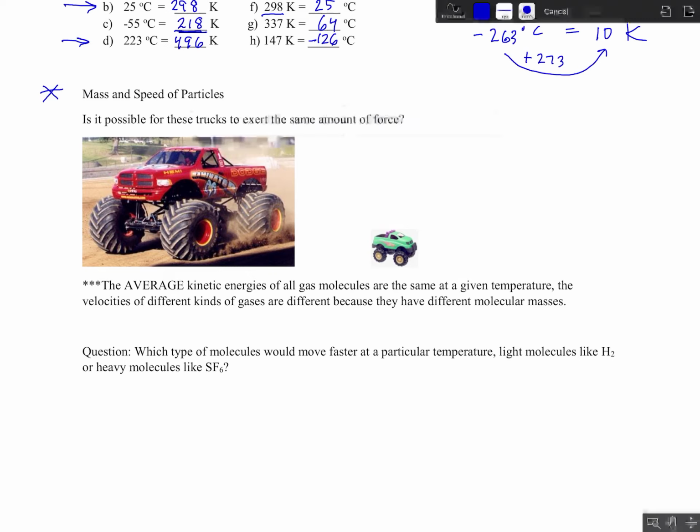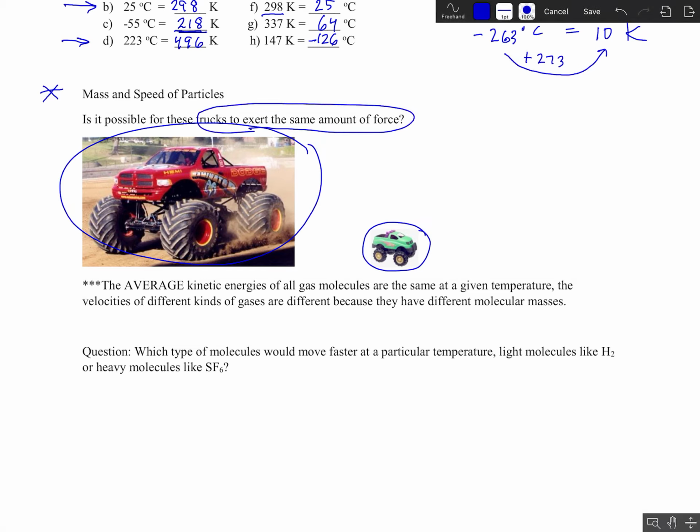So let's take a silly example. Let's take a monster truck, which weighs a few tons, and compare it to a toy truck. Is it possible for these trucks to exert the same amount of force? Can they have the same amount of kinetic energy? Now, most of you, your knee-jerk reaction would say, no, Hummer, that's ridiculous. This monster truck would have lots more kinetic energy than the toy truck.